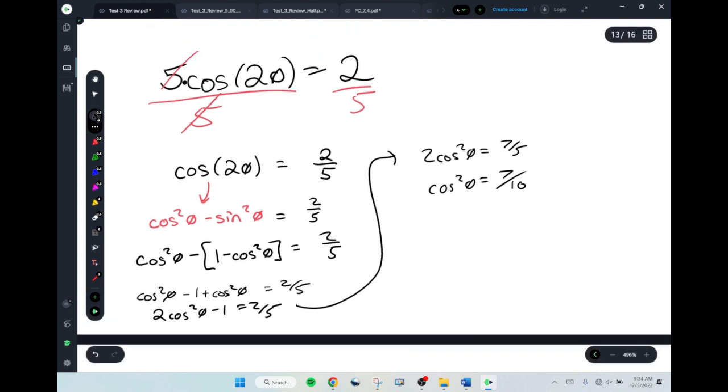Eat. You're welcome. Root it. Cosine theta better be plus or minus root 7 over 10.